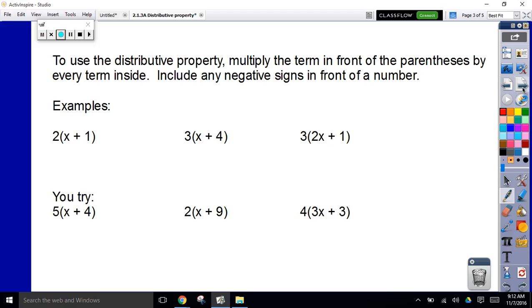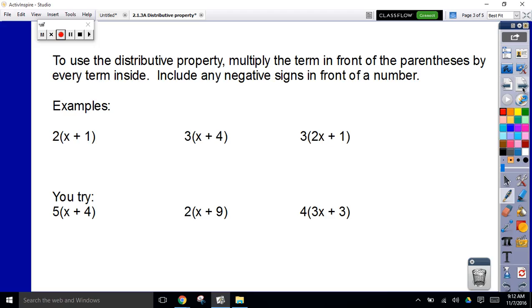Okay, to use the distributive property, you multiply the term in front of the parentheses, or it can actually be on the back side of the parentheses too, but we most commonly see it in the front, by every term inside. And again, negative signs right in front of a number belong to that number, so we have to include those negative signs. So in this example, this says 2 times all of what's inside here. This is 2 times the quantity x plus 1.